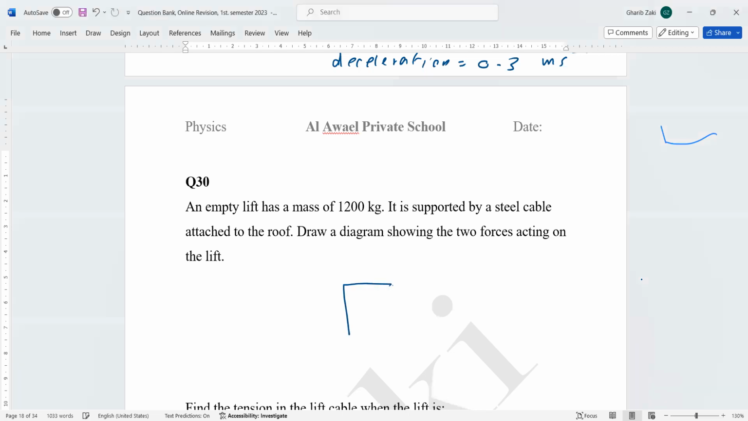The two forces here, of course, are the weight and the tension in the cable. So the weight equals mg, where m is 1200 multiplied by 9.8. That is the free body diagram.